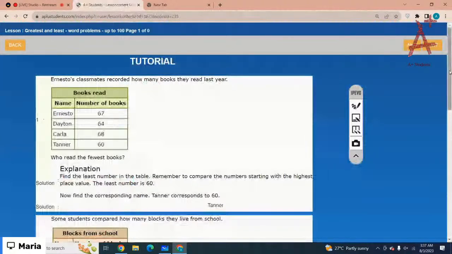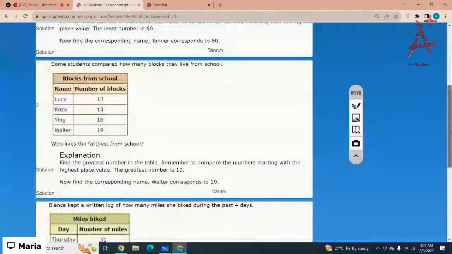Okay, the next one is some students compared how many blocks they live from school. Who lived the farthest from school? Farthest means the one who has the longest distance. Got it? That means you have to find the greatest number in the table. So which number is greatest in the table? 19, right? And 19 corresponds to Walter. That means Walter lives the farthest from school, right?